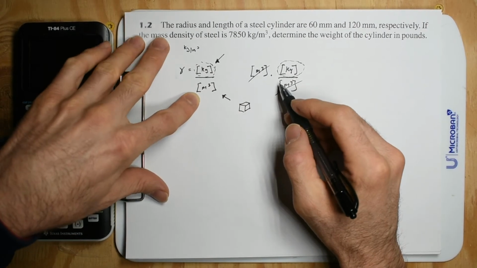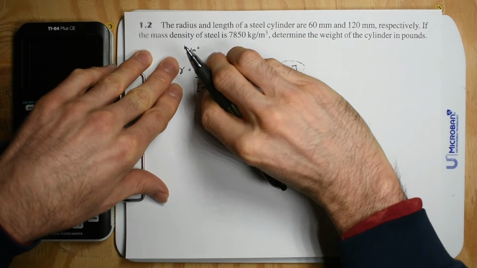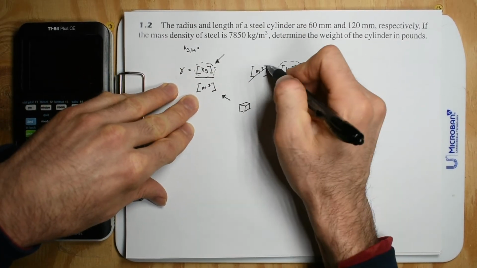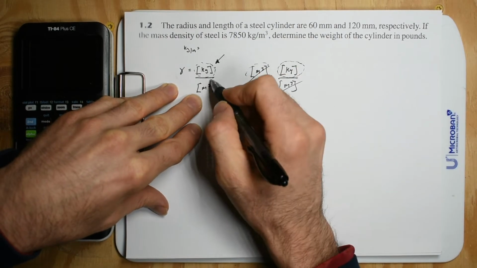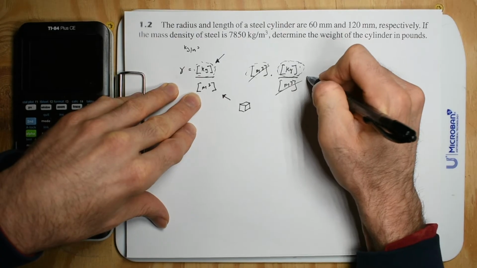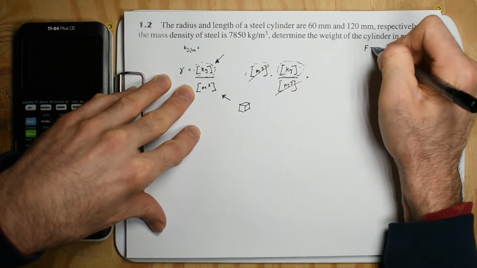Sometimes you got to flip it. Sometimes you actually have to take the density and divide by density. But in this case, if I know the volume, I can just multiply by the density, and I'm going to get kilograms. And then once I know kilograms, I'm going to use F equals ma.